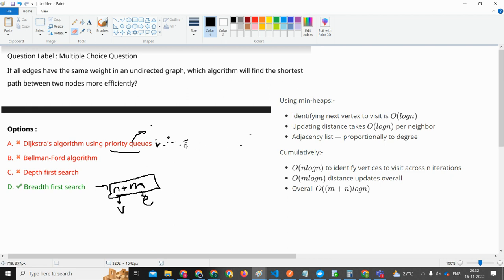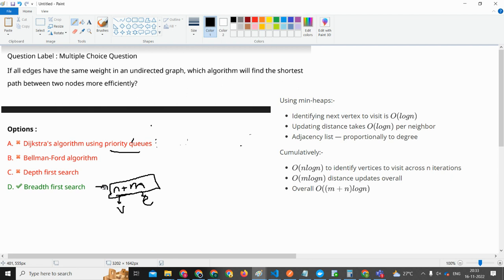Dijkstra is more powerful. Even if we have different weights, it will still be able to give us the shortest path easily. So breadth first search works for equal edges. The next level is when there are unequal edges, you can use Dijkstra. If there are negative edges, you can use Bellman-Ford, right? And depth first search is like a completely different use case, perhaps. Same weight basically, or no weight or same weight.